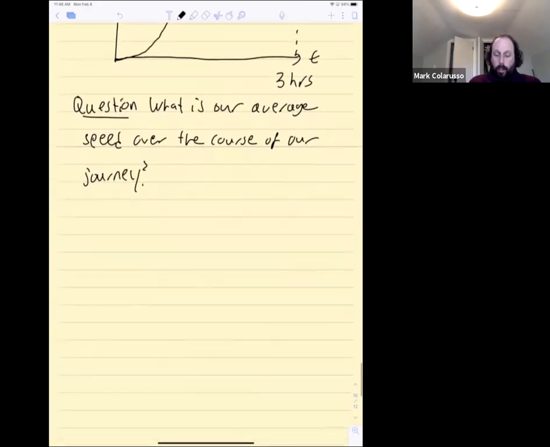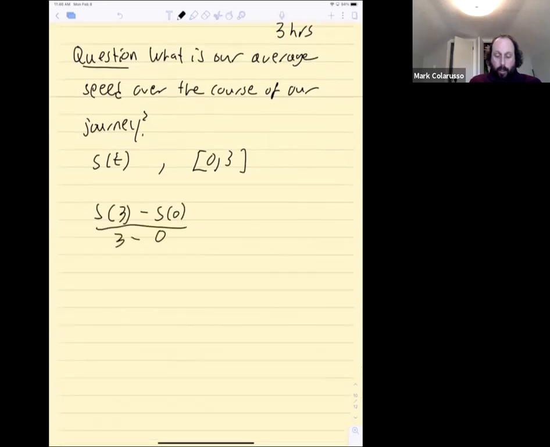So in the language, we have our position versus time function, right? S of t is our position versus time function, and the interval here is 0 to 3. So if you use the formula above, you'd have S of 3 minus S of 0 over 3 minus 0, which is just total change in position, right? Over the total change in time throughout this time interval that we were driving. So it's total change in position divided by total change in time.